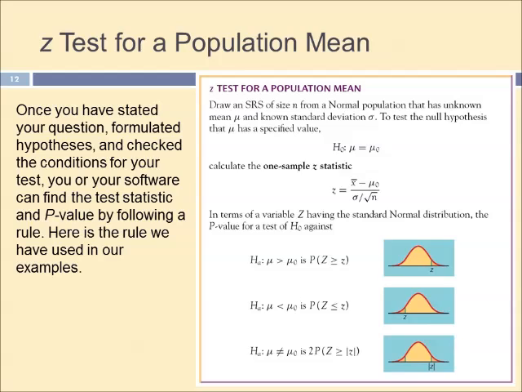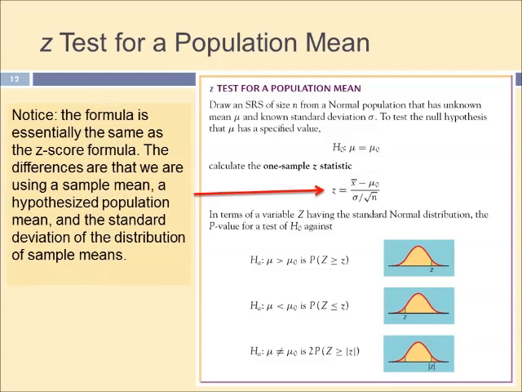So, the z-test for a population mean. Once we've stated the question, formulated the hypotheses, and checked the conditions for the test, either you or some software can find the test statistic and p-value by following a rule. And the rule is one that we've used before. It just looks slightly different. The formula is basically the same as the z-score formula. The differences in this case are that we're using a sample mean, a hypothesized population mean, and the standard deviation of the distribution of sample means.